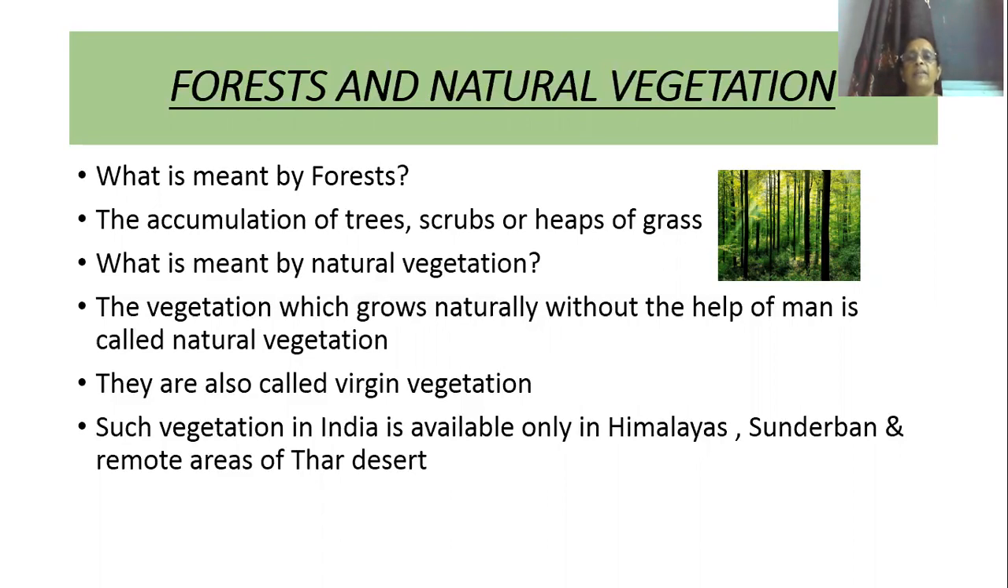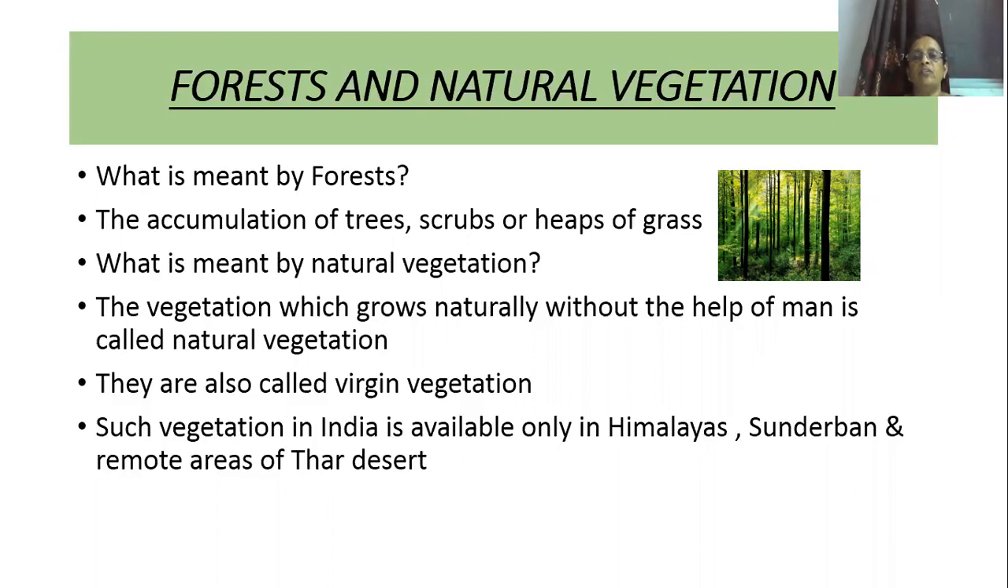Then what is meant by natural vegetation? Natural vegetation means vegetation which grows without the help of man. That means a man is not going over there to put water, chemical fertilizers, insecticides, etc. And they are growing by themselves. Such vegetation is called natural vegetation. So what is meant by natural vegetation? The vegetation which grows naturally without the help of man is called natural vegetation.